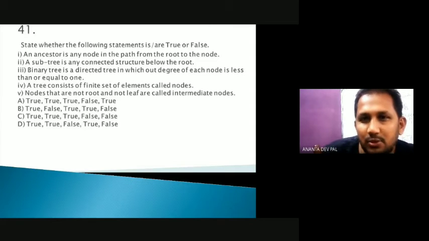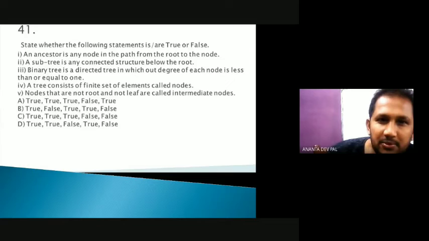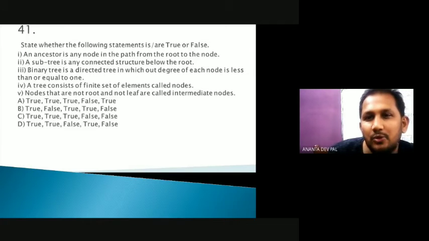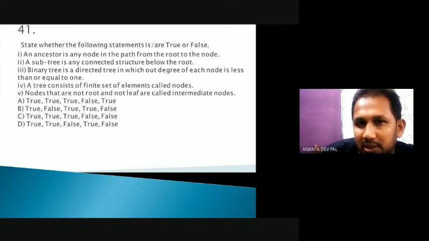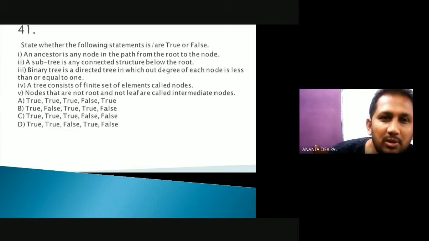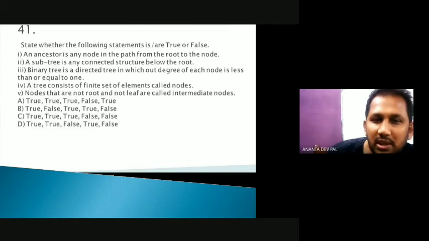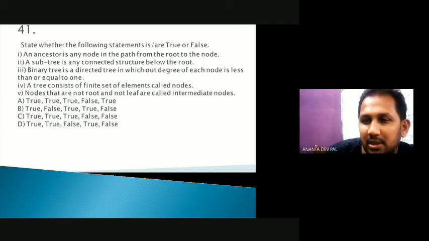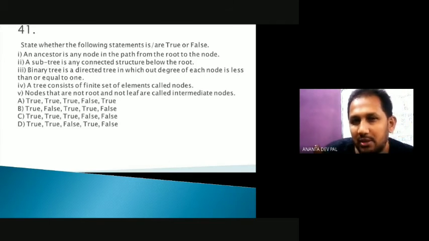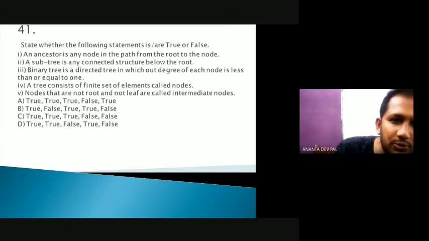State whether the following statements are true or false. An ancestor is any node on the path from the root to the node, that is true. A subtree is any connected graph below the root, true. A binary tree is a directed tree in which the out degree of each node is less than or equal to 1, that is not true. A tree consists of a finite set of elements called nodes, that is true. Nodes that are not root and not leaf are called intermediate nodes. That is false. So the answer is true, true, false, true, true.